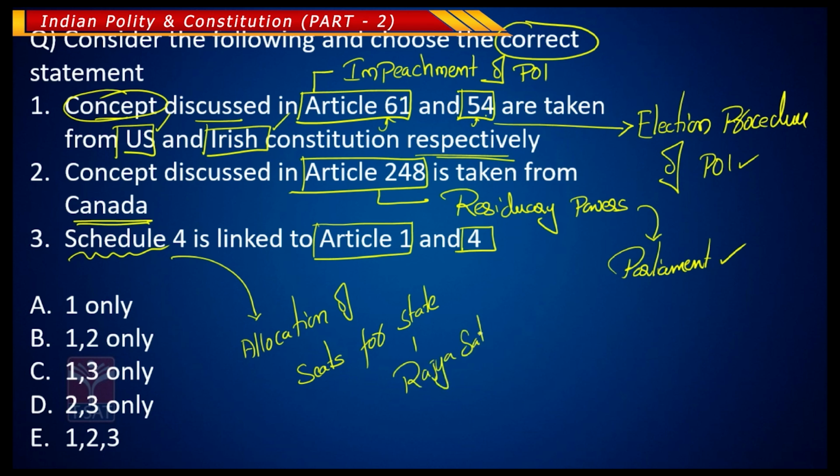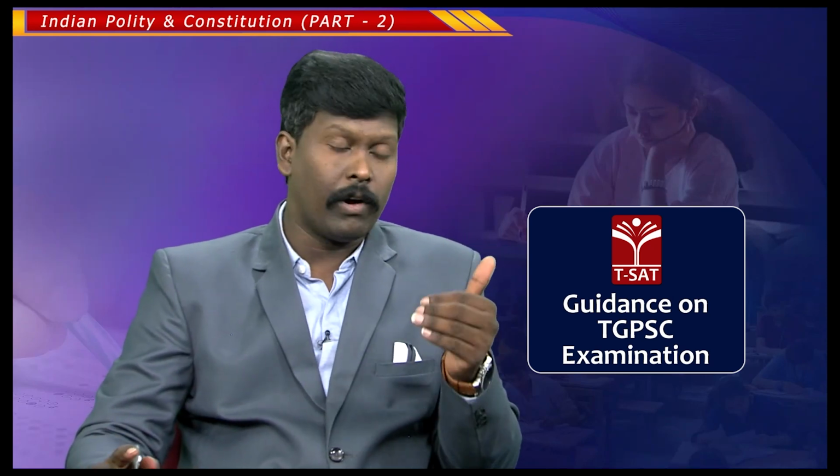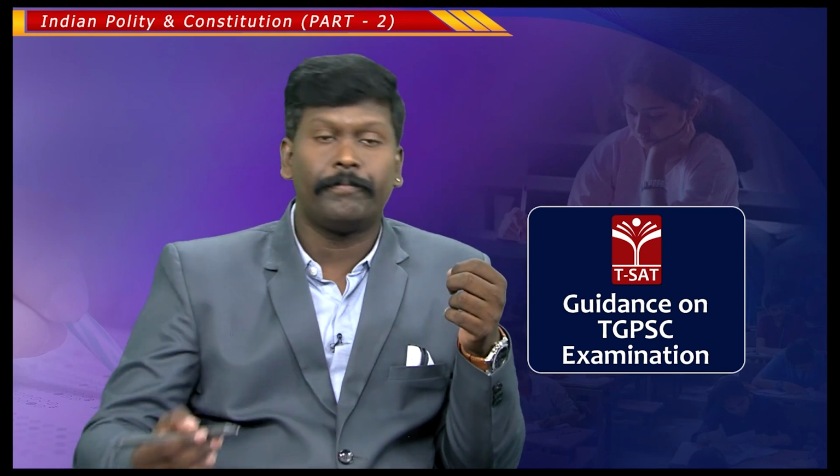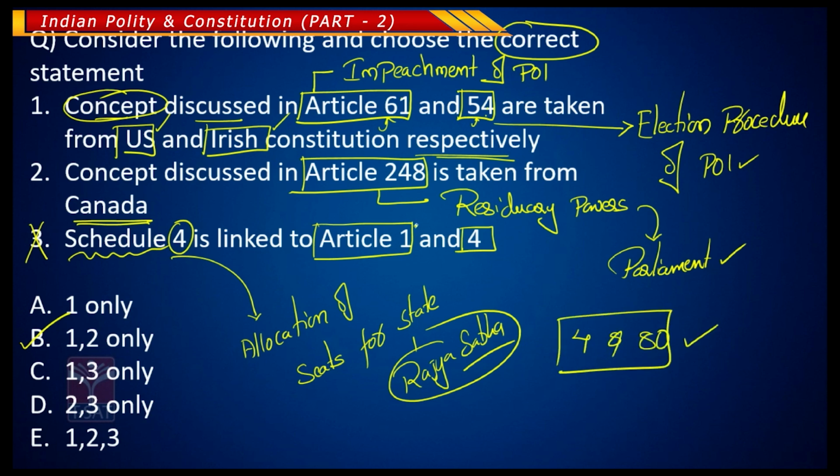In Rajya Sabha. Now, can anyone guess the answer? Come on, try to guess it. I have explained all the statements in detail and I want you guys to explain. If you ask me what is the correct answer, answer is B. Third statement is wrong because Schedule 4, as it talks about Rajya Sabha, is linked to Article 4 and Article 80. So answer is B, 1 and 2 only.